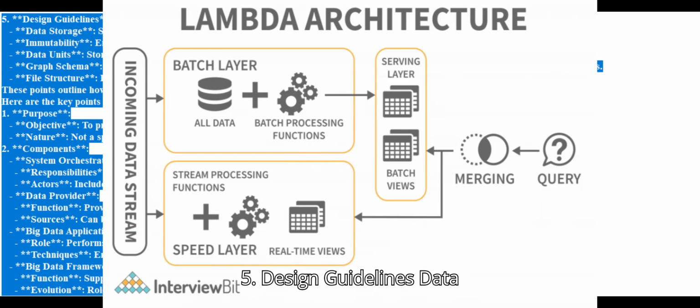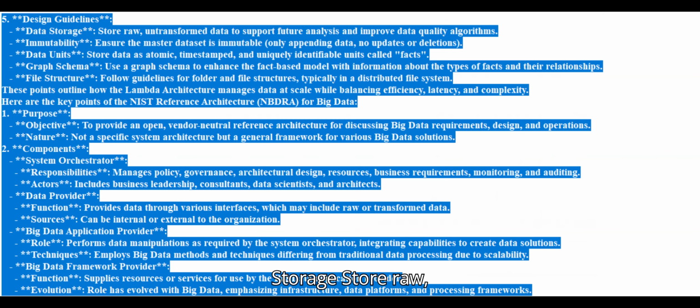5. Design guidelines. Data storage. Store raw, untransformed data to support future analysis and improve data quality algorithms. Immutability. Ensure the master dataset is immutable, only appending data, no updates or deletions. Data units. Store data as atomic, time-stamped, and uniquely identifiable units called facts.